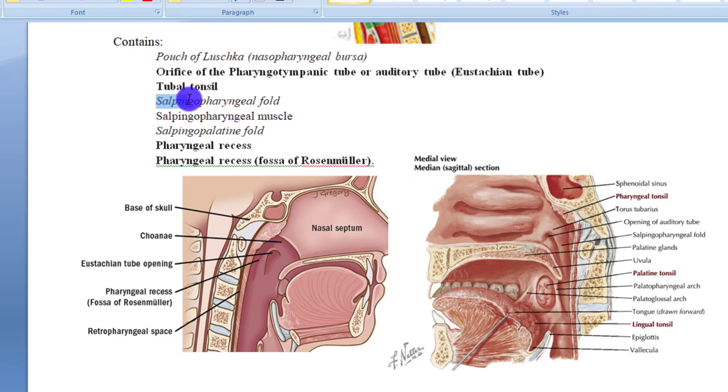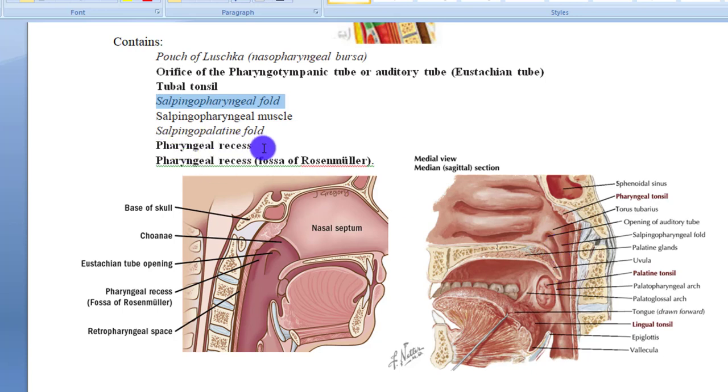Then what next structure is there? There are salpingopharyngeal folds. These are the salpingopharyngeal folds, and we can see them in this diagram. There are also salpingopharyngeal muscles, yes, we know muscles are also there. Then the salpingopalatine folds are also present, right?